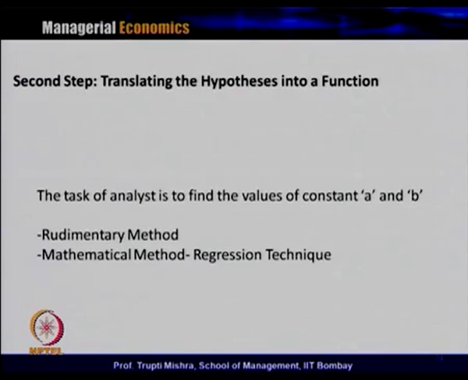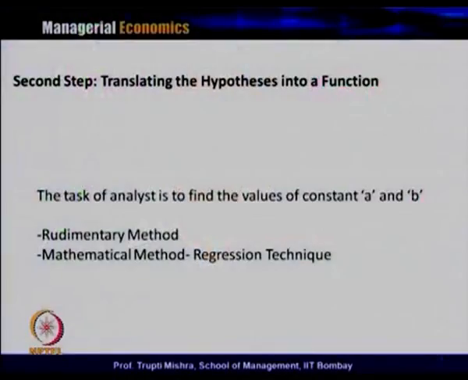One is the rudimentary method or the elementary method, and the second one is the mathematical method or the regression technique. We will first see how to find the value of a and b using the elementary method, and then again we will see how to find the value of a and b using the mathematical method or the regression technique. In order to find the value of a and b through the elementary method, we will use the same data from the managerial problem, presented in the form of the scatter diagram, and then we will find the value of a and b over there.